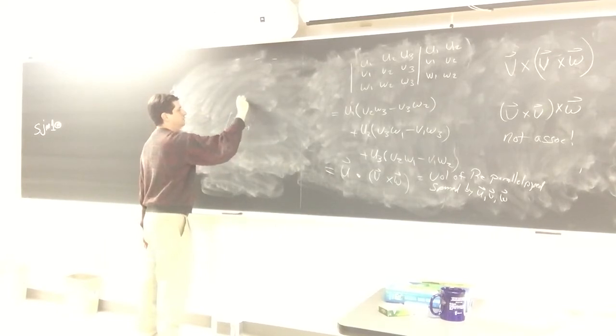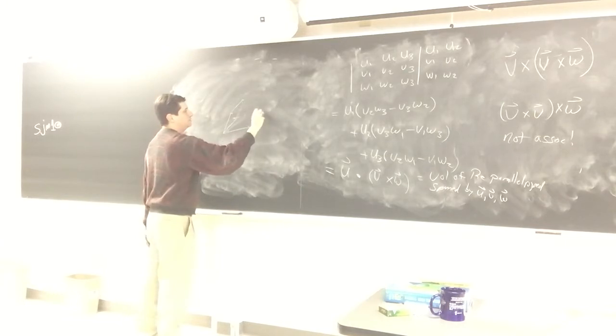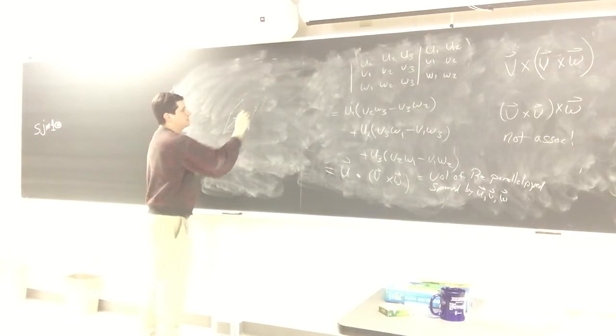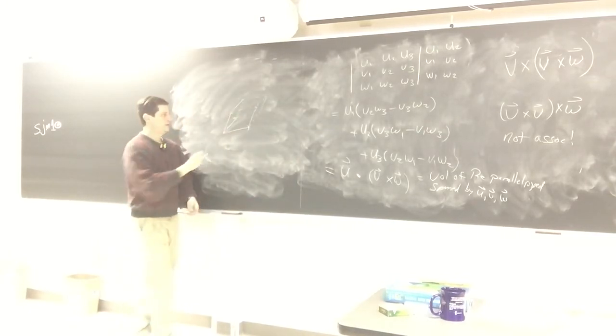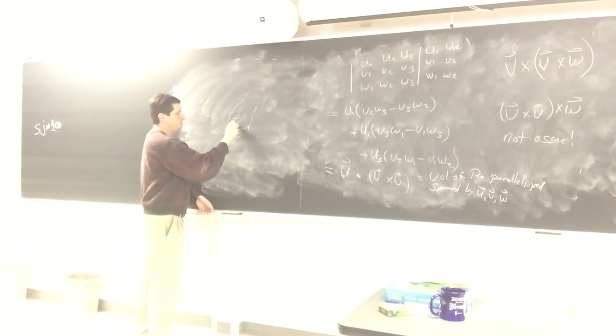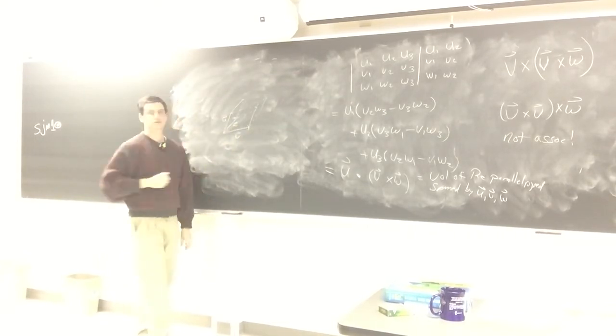So this one would be coming up like this, up like this, something like this, some kind of cube like that. And that's what the parallelepiped would be. And here would be, say, V, here would be W, maybe U.